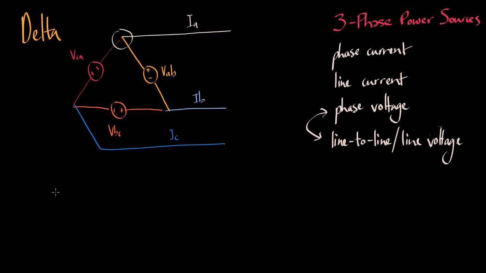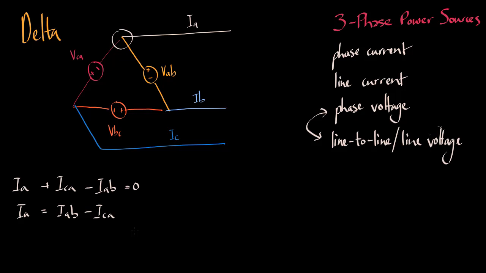Moving back to the current situation, we can perform similar analysis, this time using KCL. At that top node, the sum of the currents moving in and out must equal 0. Therefore, IA moving out plus ICA also moving out minus IAB moving in is equal to 0. Rearranging, IA is equal to IAB minus ICA.